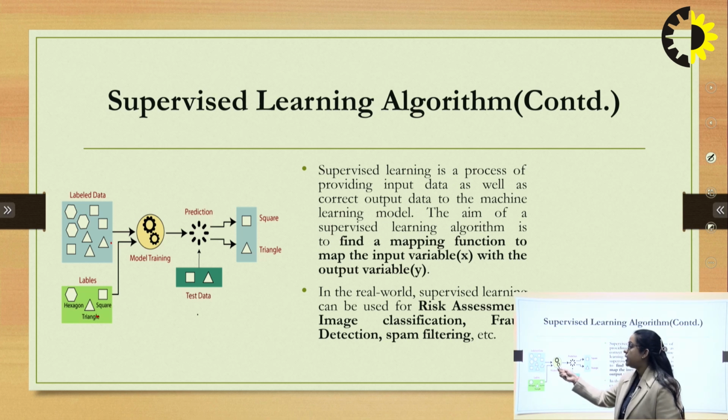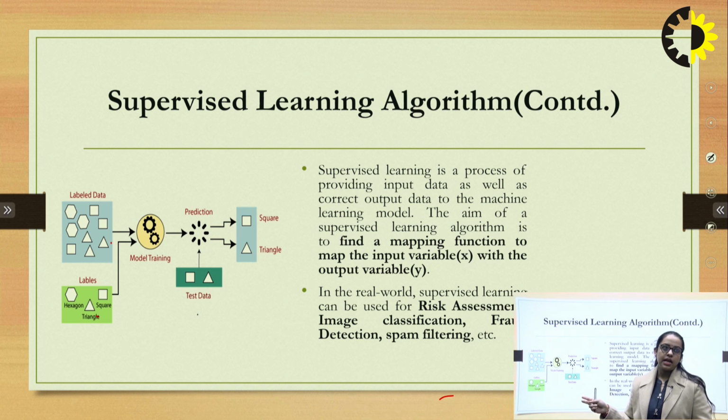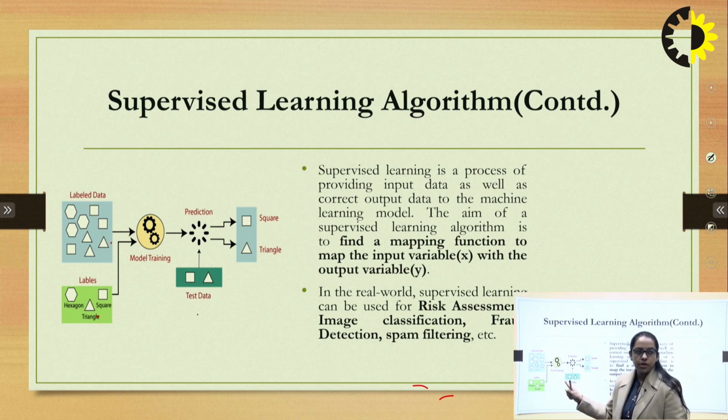Then this labeled data set is fed to our machine model, over which it is going to train. After training, we are going to test our machine model with the help of test data, where we are checking the performance of the machine model with the help of two images, two different shapes. And these two shapes are not labeled, because we are going to test the performance of the machine model.